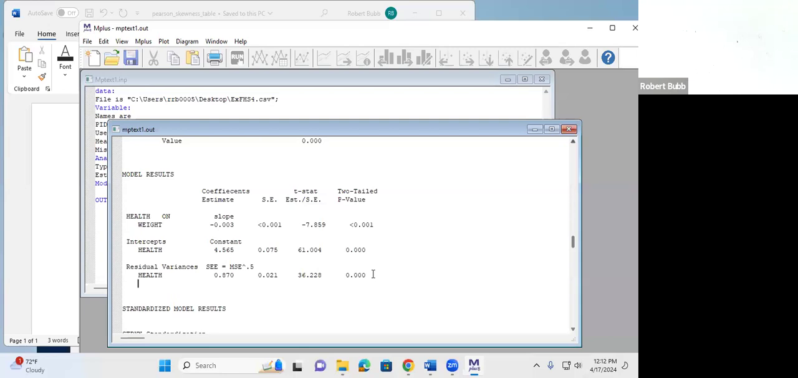Okay, so again, if we were to write out this regression equation, you say y equals 4.565 minus 0.003 times x plus or minus your standard error of the estimate of 0.87. That is your regression equation.